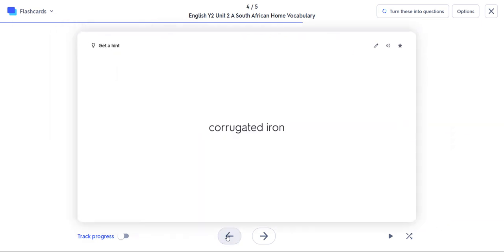Hailstorm, corrugated iron, wheelbarrow, willow tree, plug hole. Now let's read the story together.